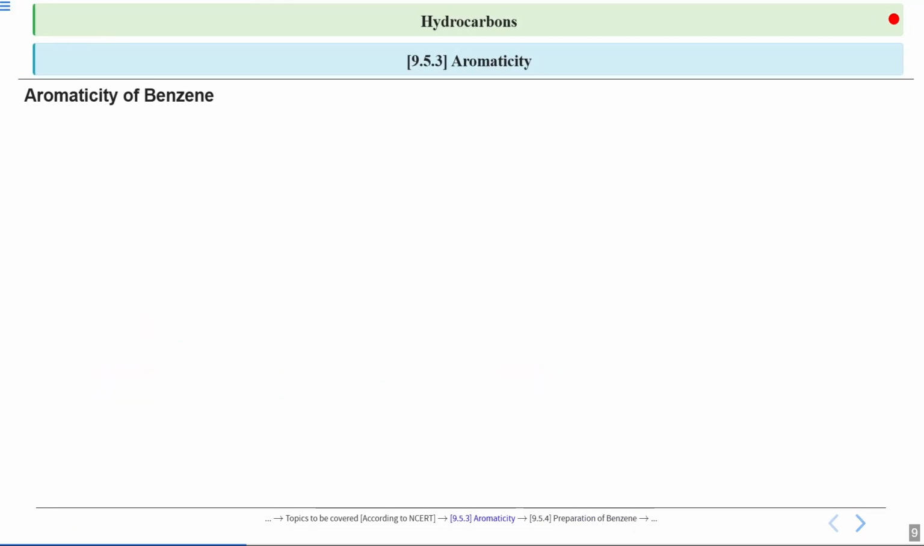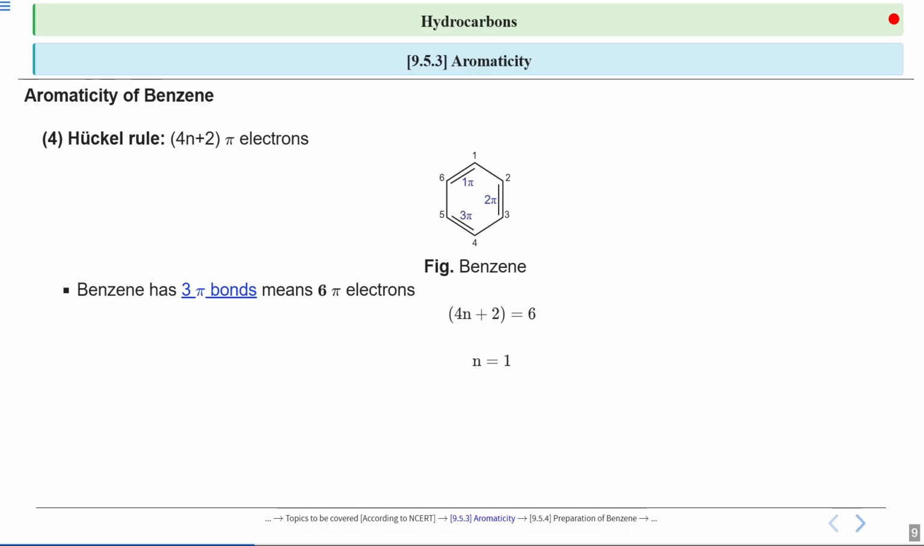Now, moving on to the fourth rule. The fourth rule is the Huckel rule. That means it should have 4n plus 2 pi electrons, where n is a whole number and pi electrons, as you know, are the electrons found in double bonds within a ring structure. The image shown is benzene, a classical example of the aromatic compound we are studying so far. Now, let us pay attention to how benzene fits the rule.